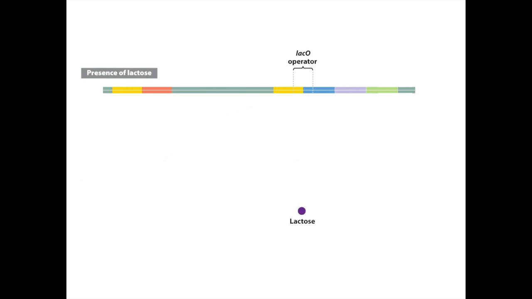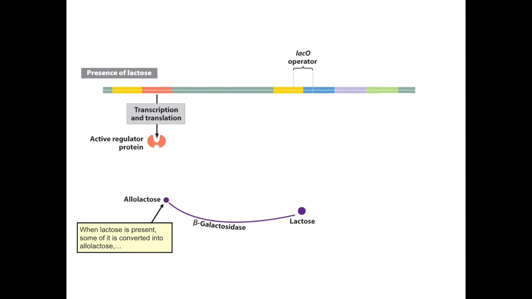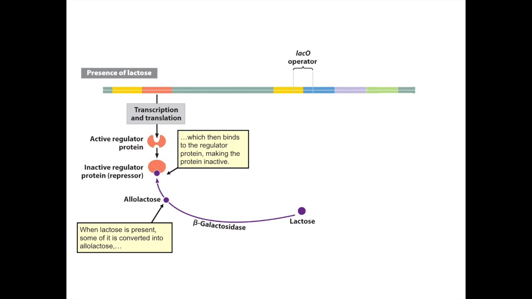In the presence of lactose, you still get transcription and translation of the active regulator protein. But when lactose is present, because of beta-galactosidase, some of the lactose is converted to allolactose, which then binds to the regulator protein, making the protein inactive.